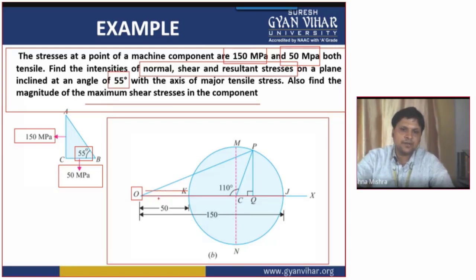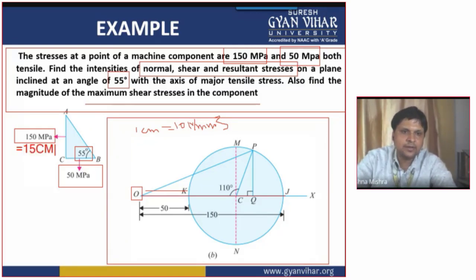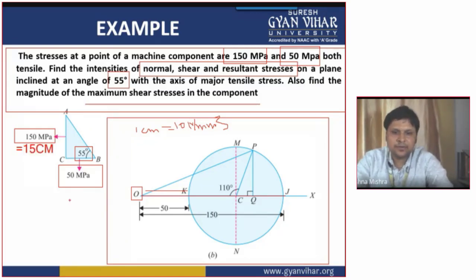First of all, you will take a scale. Your scale is 1 centimeter equal to 10 Newton per mm square. So in that manner, your sigma y becomes equal to 5 centimeter, and sigma x becomes equal to 15 centimeter. This sigma x is your 15 centimeter. All right. And this sigma y will be equal to 5 centimeter.